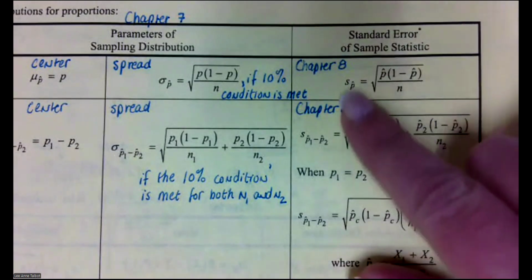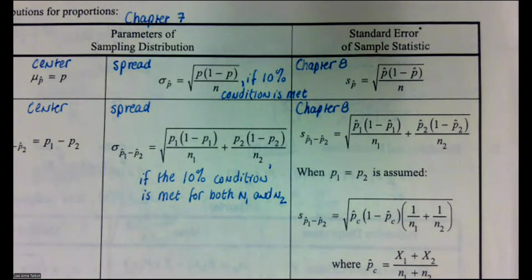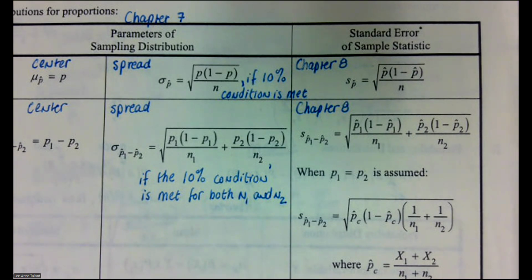I need you to add those two things. And we need to talk about what is happening here. Okay. This is chapter 7. This is chapter 8. This is what we used on our Christmas test. What is the difference between this formula and that formula?